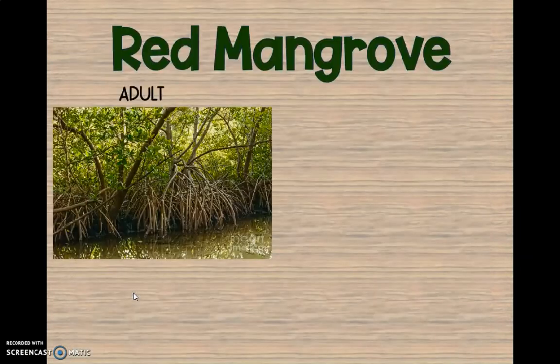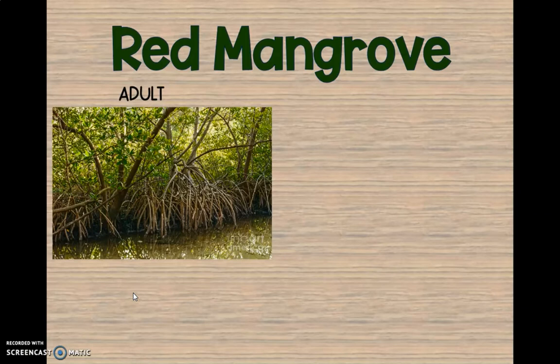The first plant I want to look at is a red mangrove tree. Now, these trees are really, really cool. You can see this adult tree right here is in the water. When you think of a tree, you think of the big, big trunk of the tree going up into the sky. Well, the first thing I see when I look at this red mangrove tree is the roots.